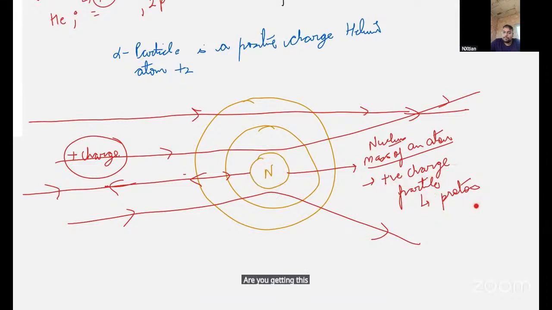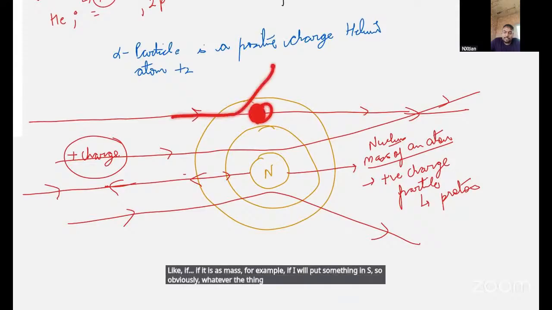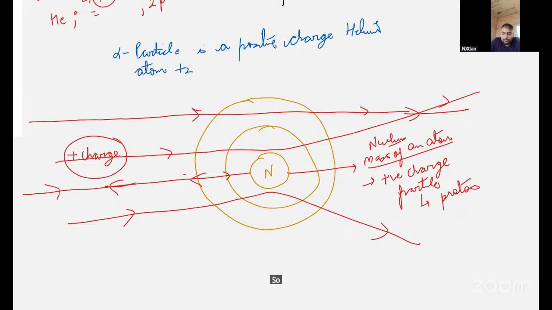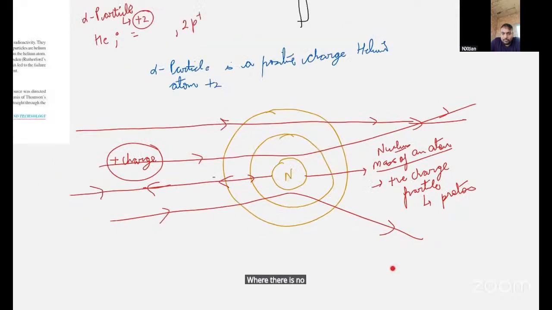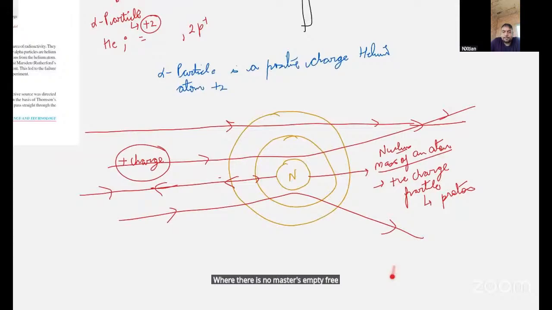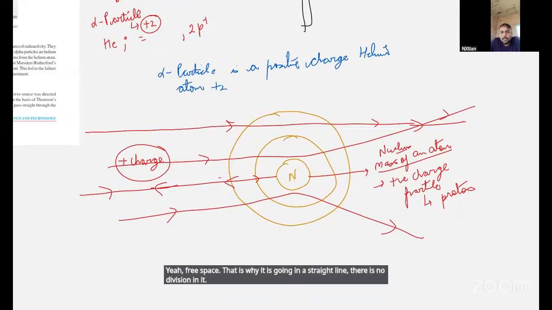Say yes or no, Nidhi. The first conclusion I didn't understand. Like if there is mass, for example, if I put something there, obviously whatever is coming will get deviated in that place also, na? But here there is no deviation. No deviation means that there is nothing there and it is going straight. I now got it. Okay. So where there is no mass, there is empty free space. Yeah, free space. That is why it is going in a straight line. There is no deviation in it. Okay.